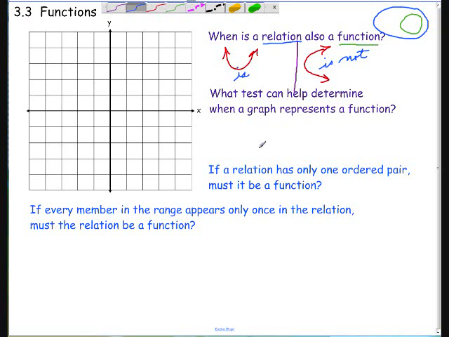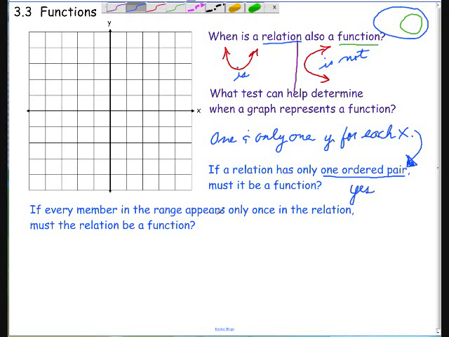Okay, we already talked about the vertical line test. If a relation has only one ordered pair, must it be a function? Only one ordered pair. And you remember what the rule is? One and only one y for each x. That's why the vertical line test works. So clearly, if you had only one ordered pair, it would have to be a function.